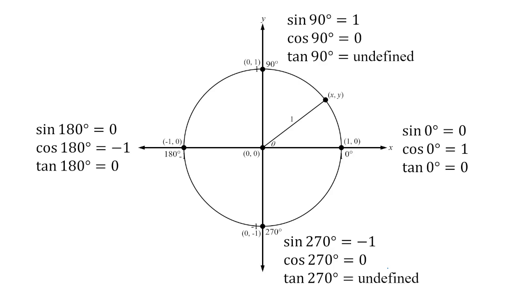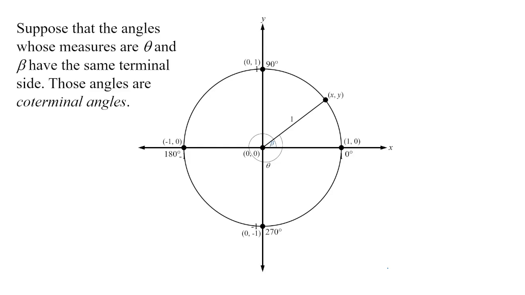One last thing. Sometimes the measure of the angle will be more than 360 degrees, which means that that angle and another angle might share the terminal side. Therefore, they would be called coterminal angles. So as you can see, theta and beta have the same terminal side. Therefore, they would be coterminal angles.